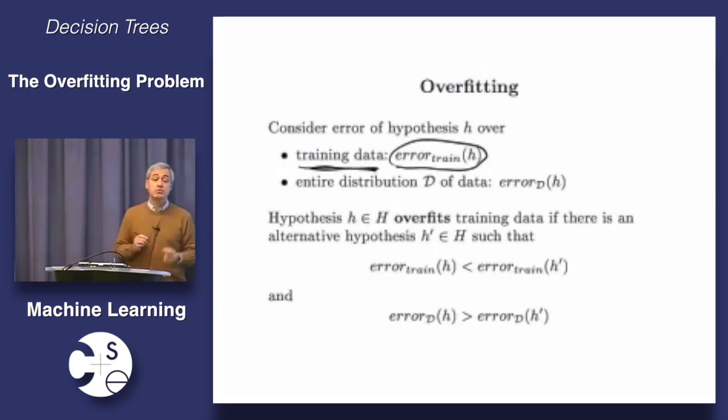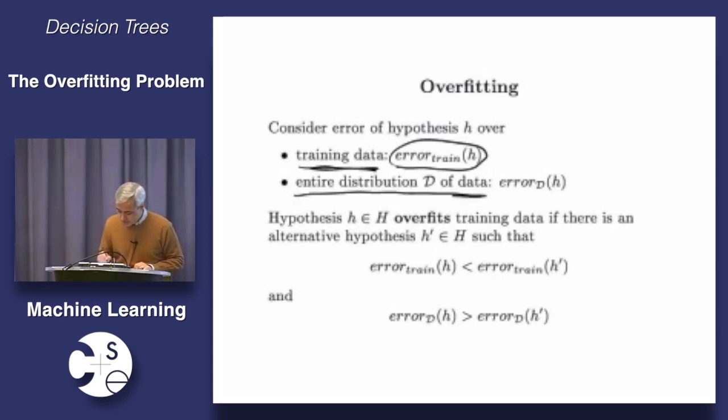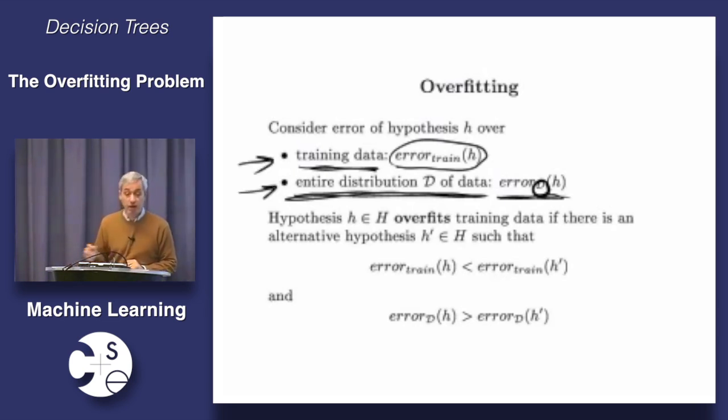The other one is what you really care about. What you really care about is the error on the entire distribution of the data. It's the error that you would get if you could somehow see everybody. Get all the data that you're ever going to get in the future in very large, infinite amounts, let's say, and you knew exactly what the distribution was. That's the error that you want to optimize. Let's call that the error subscript curly D, where D is the distribution of the data. The whole problem in machine learning is that this is what we want, but this is what we have.